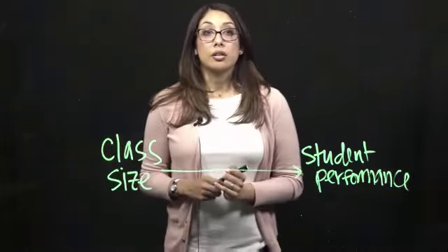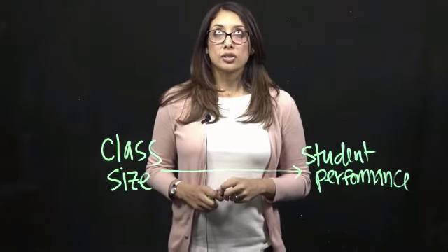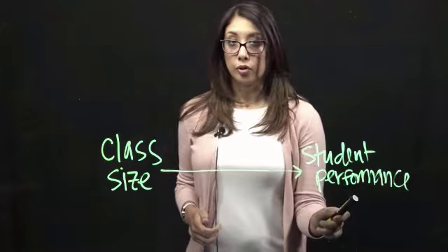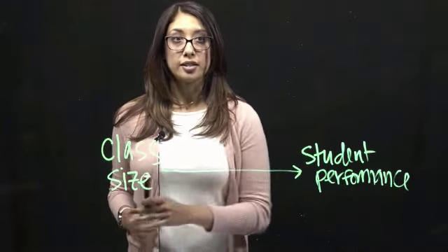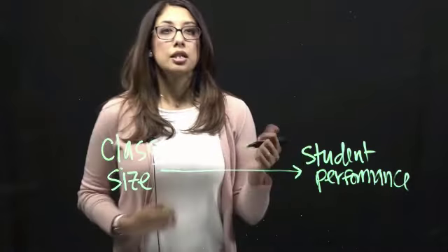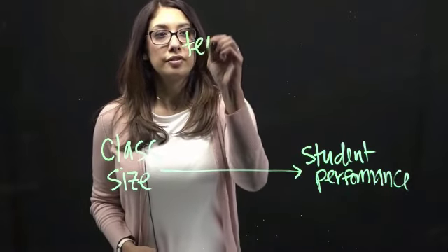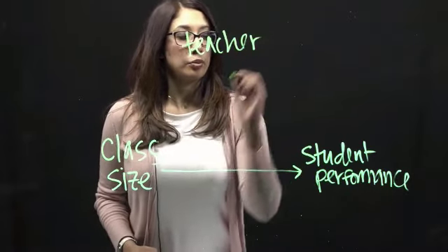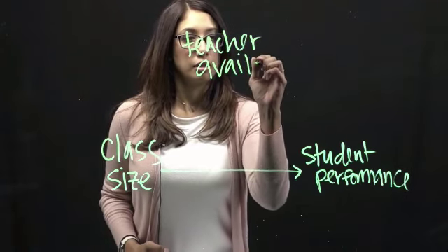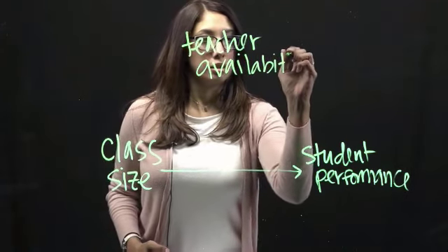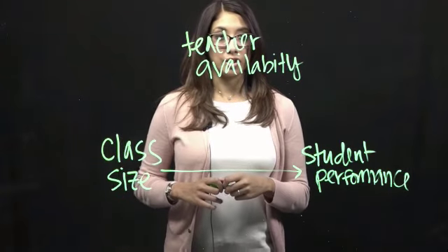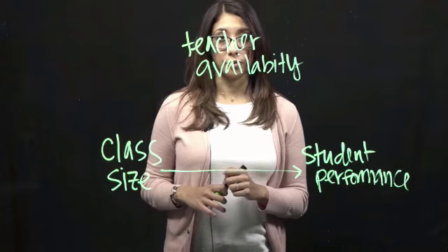Now, when we're talking about an alternative variable, we're actually talking about a variable that relates to both student performance and class size. So take, for example, a variable like teacher availability. Teacher availability is something that relates to student performance. So you can see how teacher availability could relate to student performance.